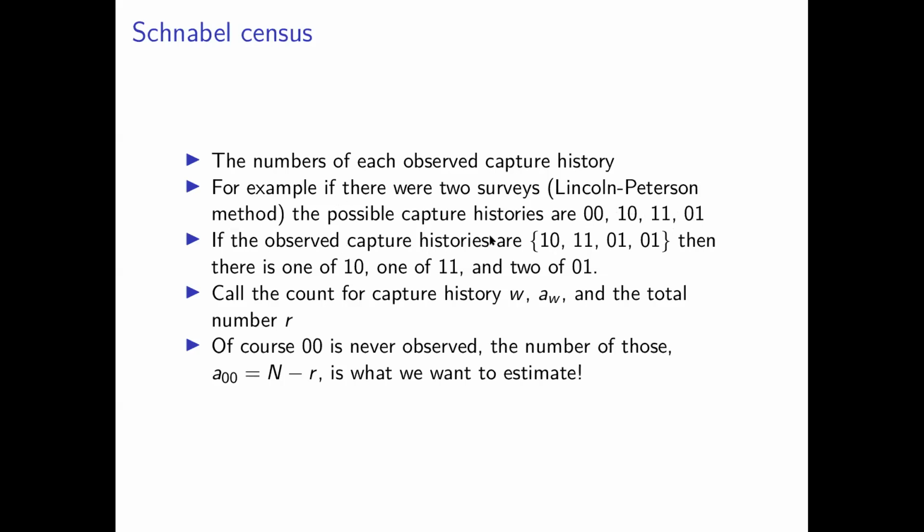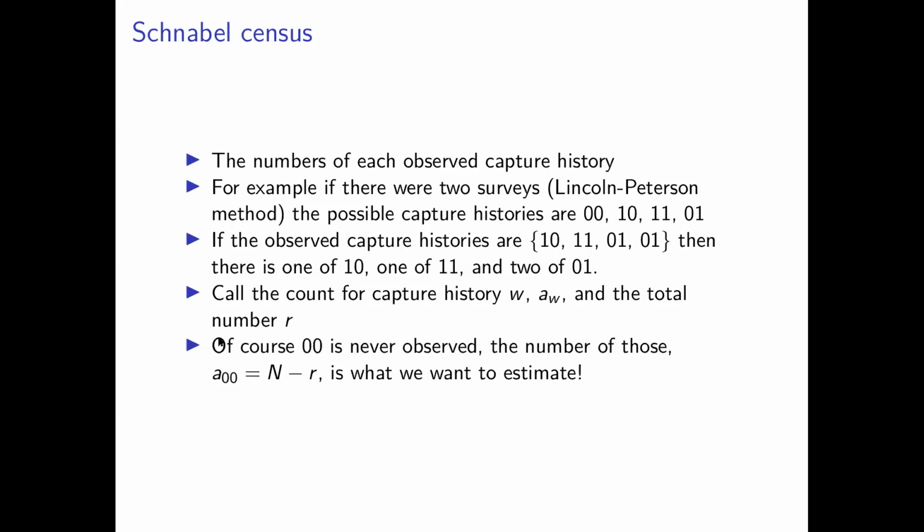So if the observed capture histories are 10, 11, 01, 01, which is a very tiny data set, right? Then we would just count that there's 1 of 10 and 1 of 11 and 2 of 01. And that's the Schnabel census for this set of data. And then our notation will be that the count for a particular capture history W is A sub W, and the total number observed is R.